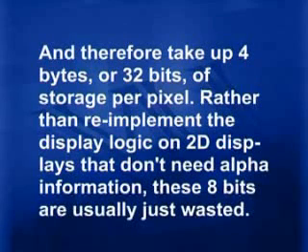And therefore, we take up 4 bytes or 32 bits of storage per pixel. Rather, when we implement the display logic on 2D displays that don't need alpha information, these 8 bits then definitely are wasted. So हमने बात कर ली 16 बिट की, 24 बिट की और 32 बिट की. और 32 बिट के बारे में हमने ये कहा कि एक्चुअली जो कलर वैल्यूज हैं वो तो वही ट्रू कलर वाली ही स्टोर हो रही होती हैं 24 बिट्स में. जो बाकी की 8 बिट्स हैं 32 बिट पूरी करने के लिए वो होल्ड करती हैं अल्फा चैनल. And alpha channel is holding the concept of opacity and transparency of the color.